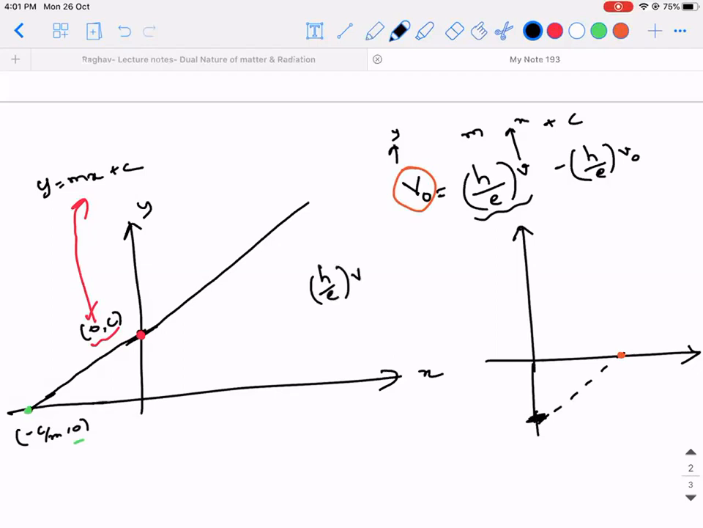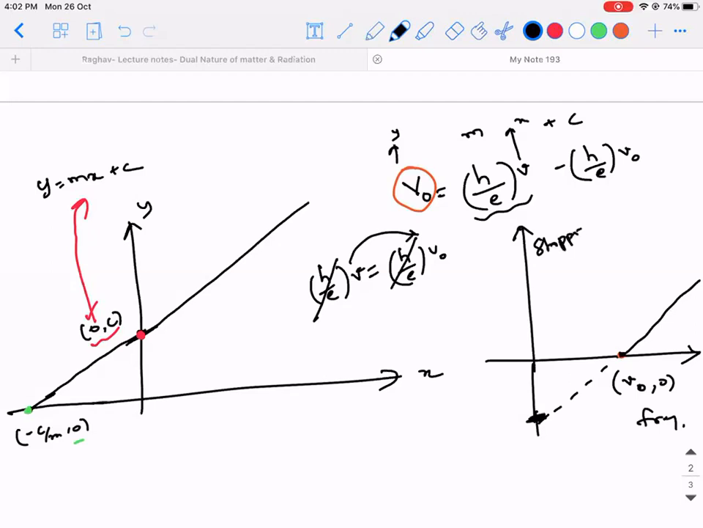When you put v naught is equal to 0, what will happen? h by e into nu will be equal to h by e into nu naught. h by e will get cancelled. Nu is equal to nu naught. So what will be the coordinates of this point? Nu naught comma 0. Now the graph will go like this. It will be a straight line. That is how you got it, provided x-axis is frequency and y-axis is stopping potential. Now you understood? Yes, sir.